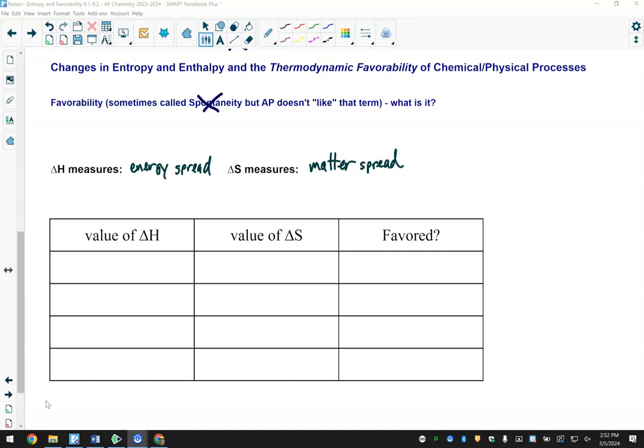The rusting of iron is spontaneous, quote, spontaneous. It is favorable. Rusting of iron is a favorable process. I'm telling you it is. But rusting of iron happens very slowly. So thermodynamic favorability just says that the process would happen on its own without any outside intervention. It doesn't mean it's going to happen quickly.